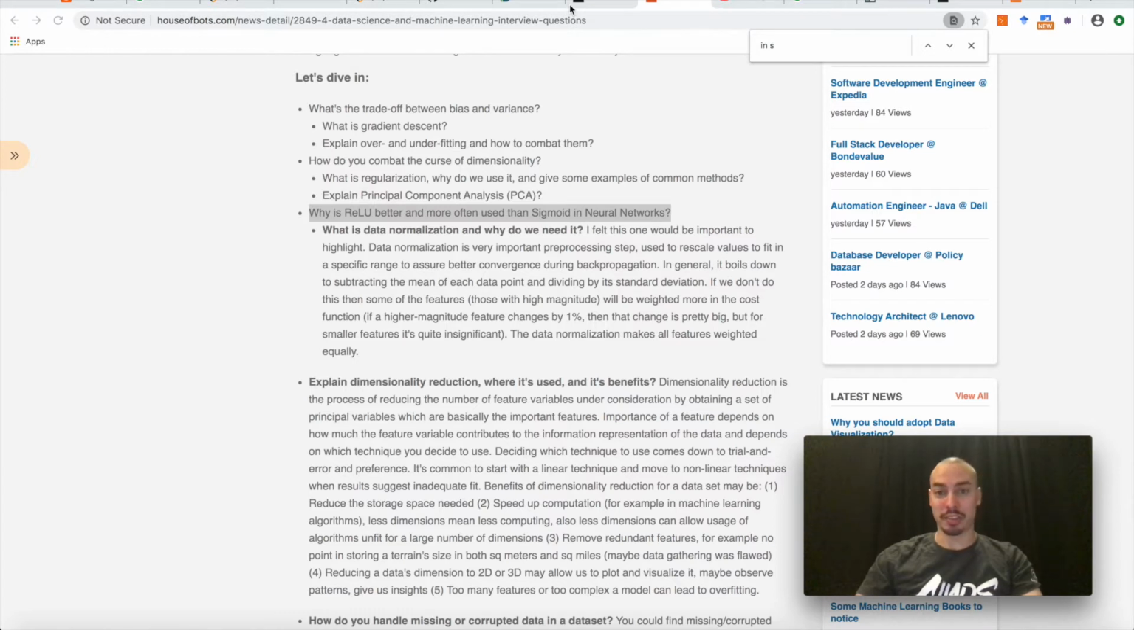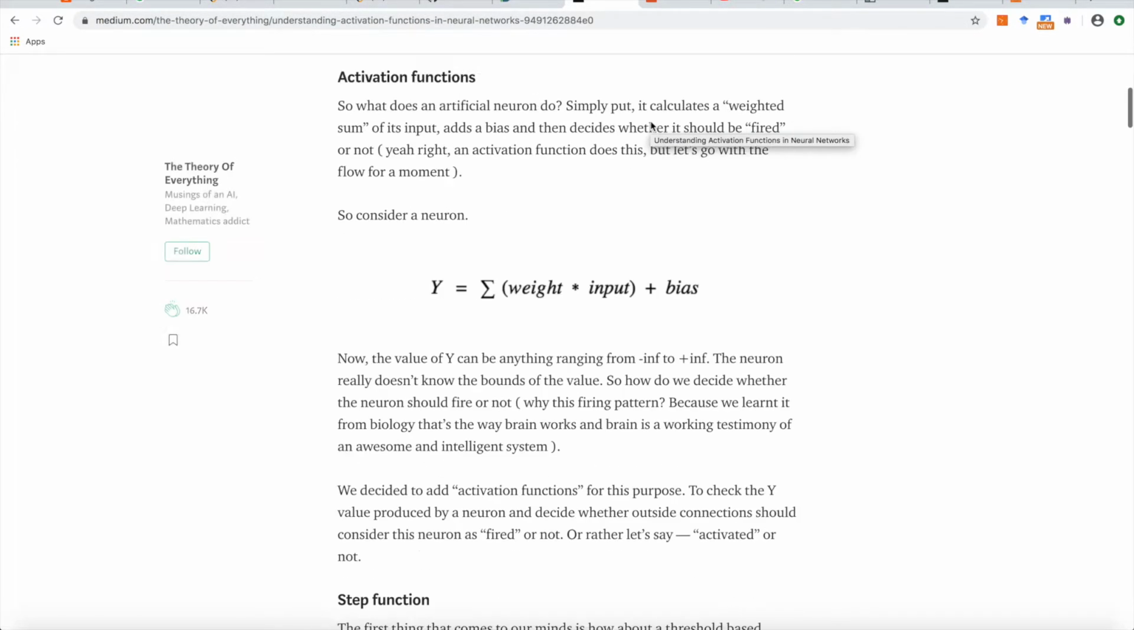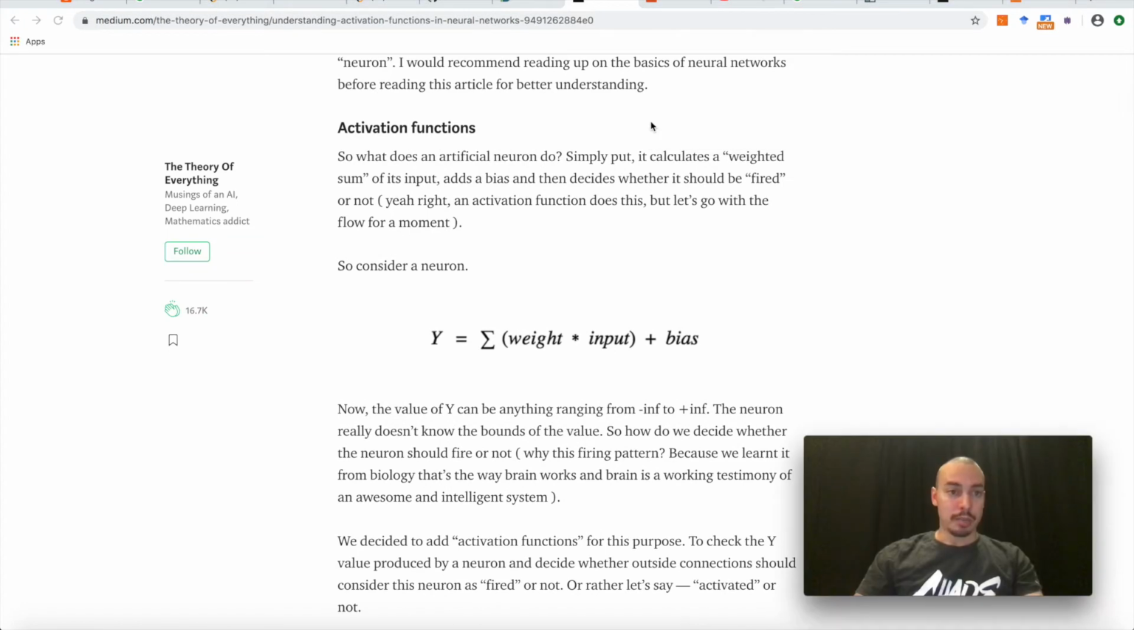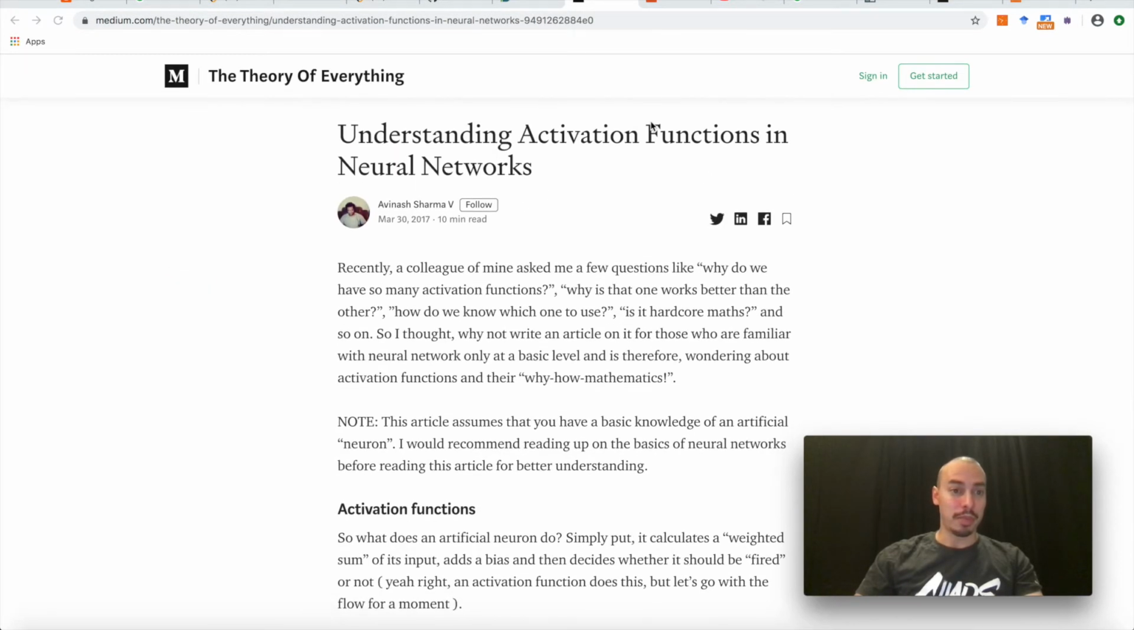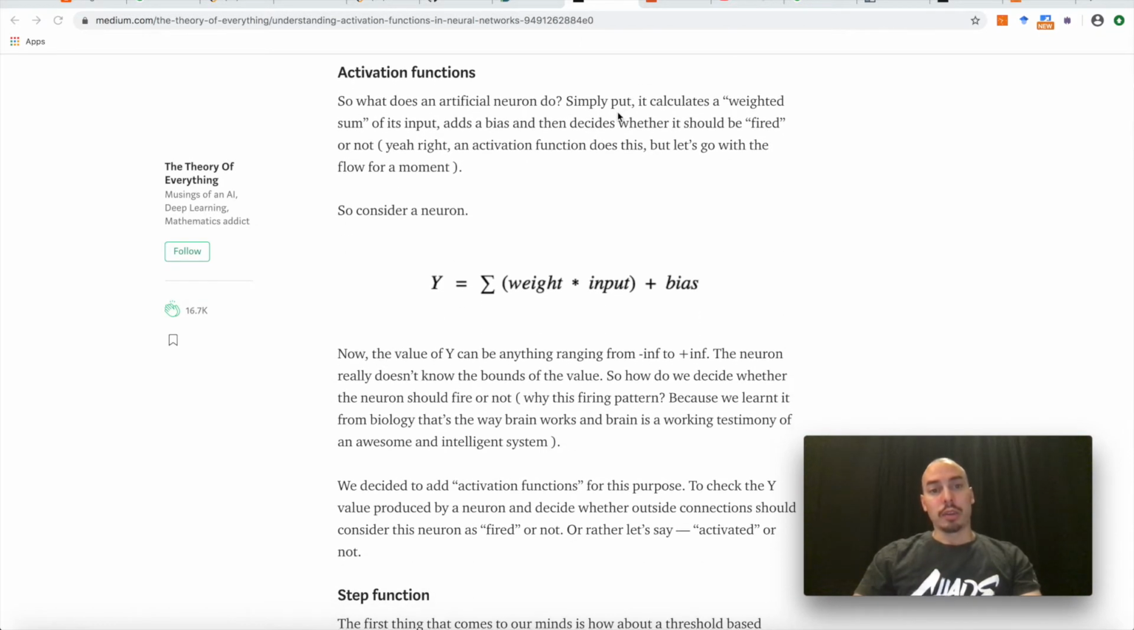And before we make our decision, let's take a deep dive into different activation functions and find a little bit more about their pros and cons. And today's deep dive website comes from medium.com, Theory of Everything, Avinash Sharma, Understanding Activation Functions in Neural Networks. So what does an artificial neuron do?